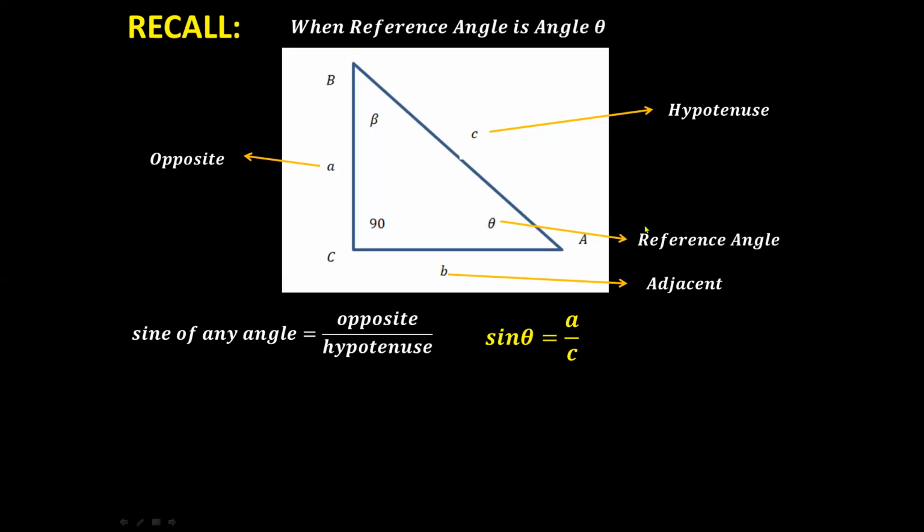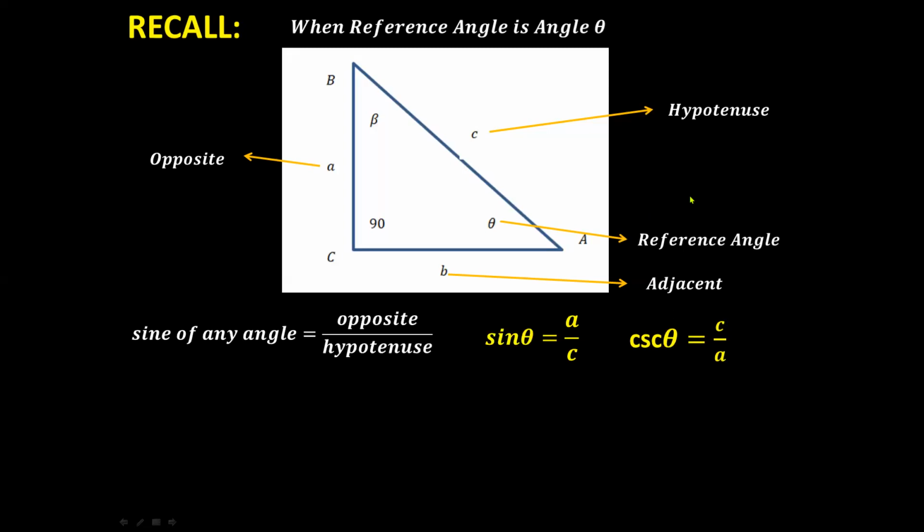Ngayon, huwag nating kakalimutan na ang inverse o reciprocal ng sine theta is actually cosecant theta. The cosecant of theta is always C over A. Yan. So, nakadalawa na tayo.